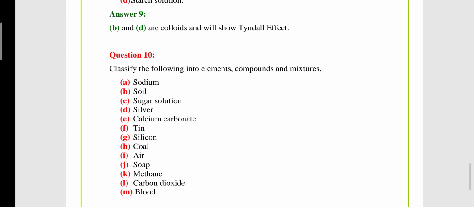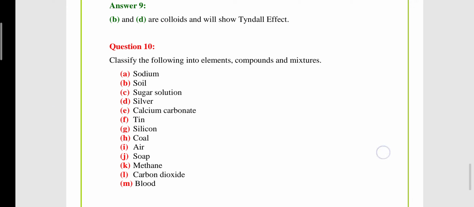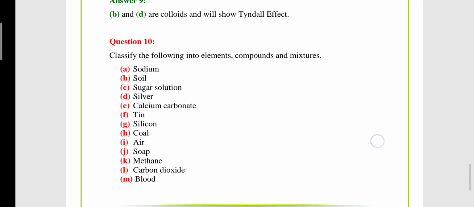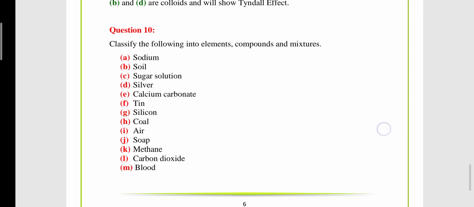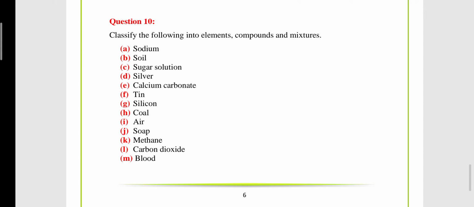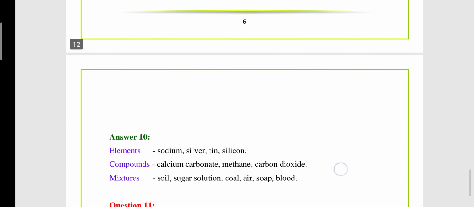Next question is, classify the following into element, compound and mixture. First is sodium. Sodium is an element. Soil is a mixture. Sugar solution is also a mixture. Next is silver. Silver is an element. Calcium carbonate is a compound. Tin is an element. Silicon is also an element. Coal is a mixture. Air is a mixture. Soap is a mixture. Methane and carbon dioxide are compounds, and blood is also a mixture.